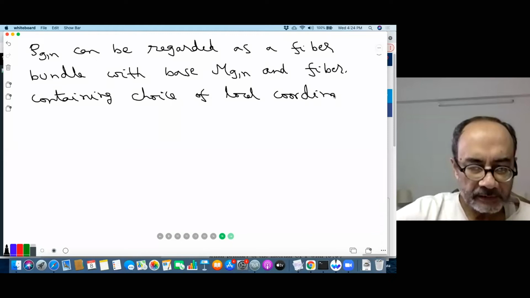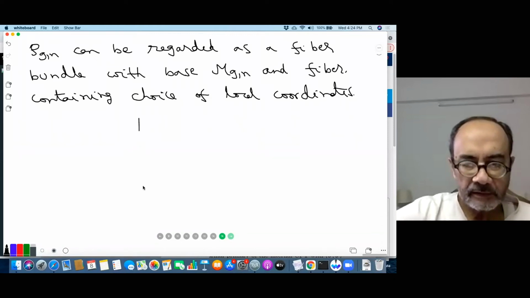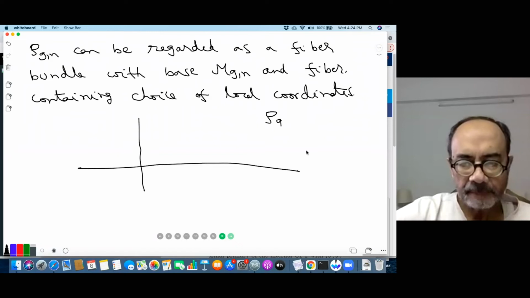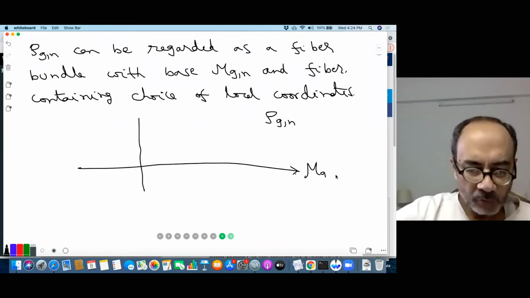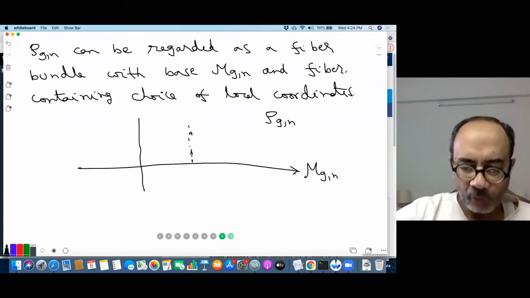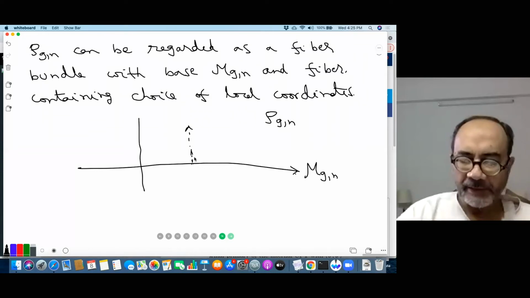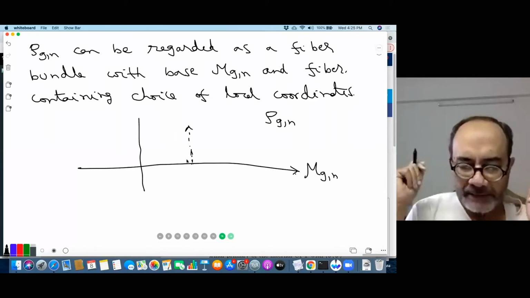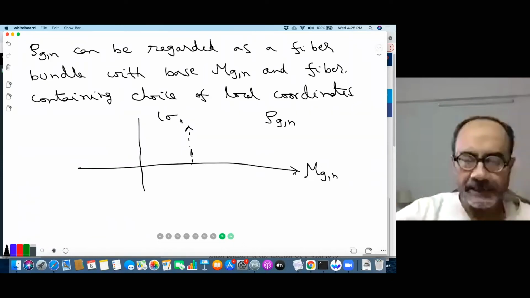So pictorially, this is the picture of PGN. PGN is the whole total space, MGN is this base space. If you go vertically up this direction, it means that you have kept the point in the moduli space fixed, a fixed genus Riemann surface with a fixed set of punctures, but you are changing the choice of local coordinate system at different punctures. So this is the direction in which the local coordinates change.